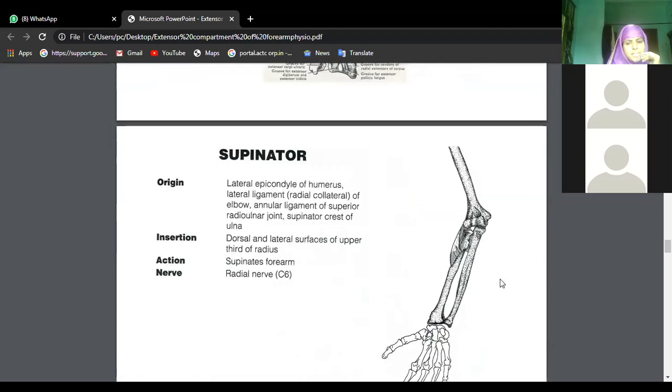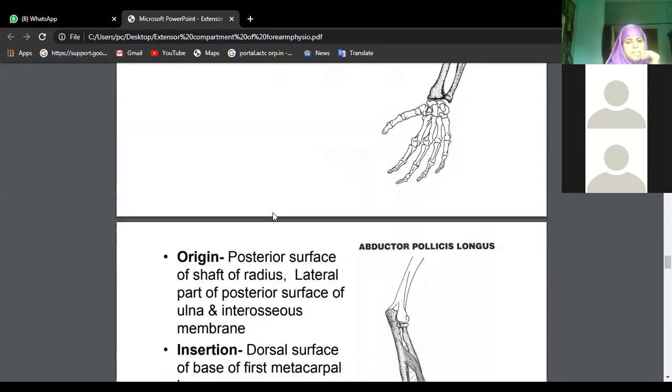Now coming to the deep muscles. What is this muscle? We have the supinator. Origin is again from the lateral epicondyle, also from the radial collateral ligament, the annular ligament, which we will see with the elbow joint, the superior radioulnar joint, and the supinator crest of the ulna. All these are nearby words which you have to remember. Insertion: what is the name of this bone? Radius. The dorsal and lateral surface of the upper 1/3 of the radius. What is the action? As the name suggests, supination. Nerve supply is the radial nerve.